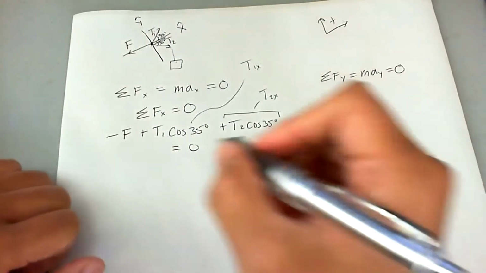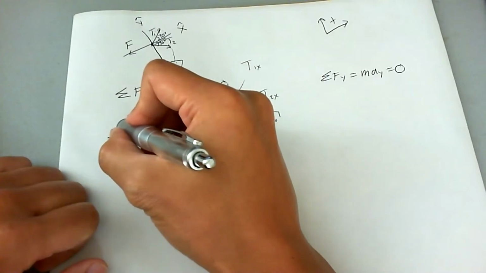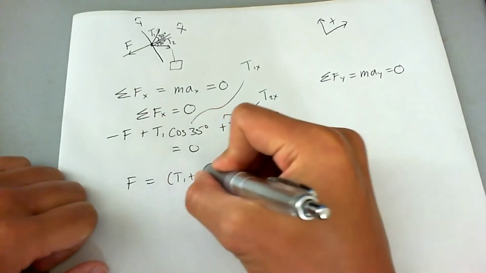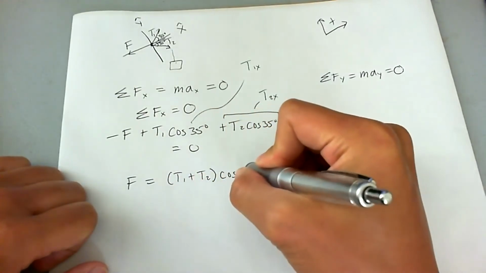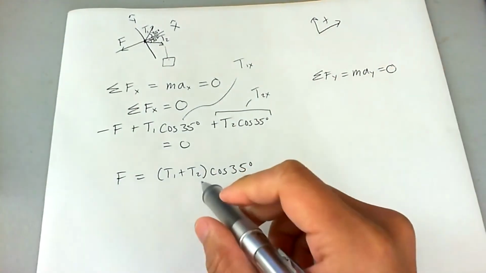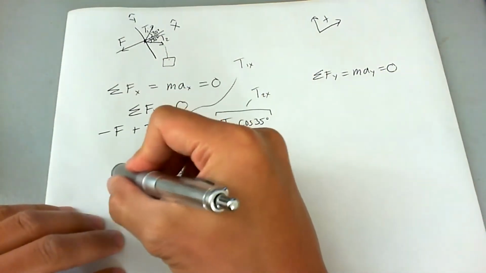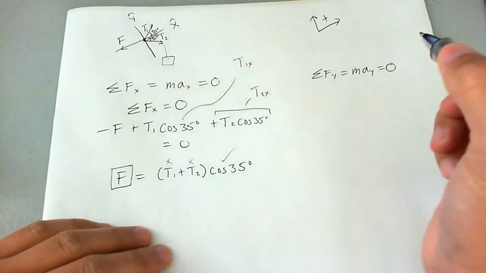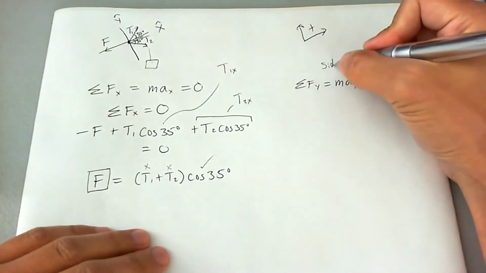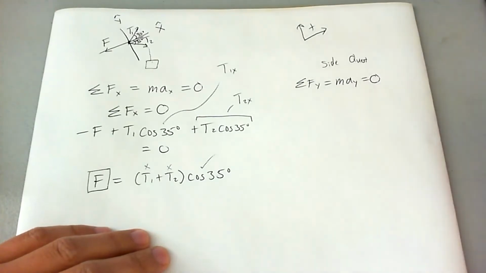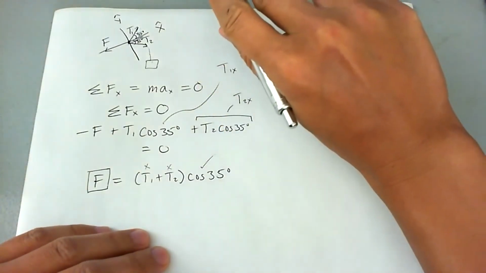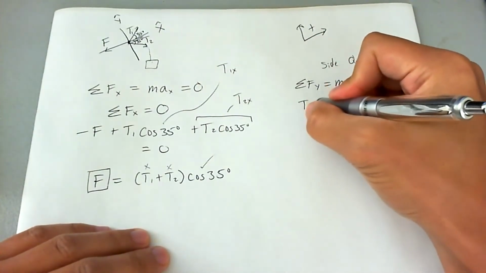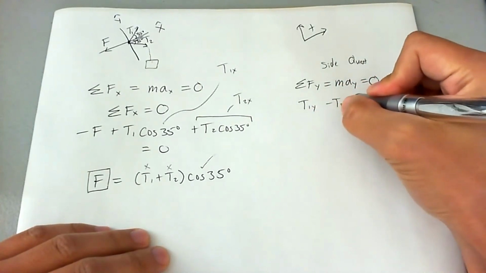Now let's go ahead and isolate F because that's really the point of the problem. F is equal to T1 plus T2 times cosine 35. All right, cool. Now we have a little side quest because we want to find F. We know what cosine 35 is. That's just a calculator problem. But we don't know what these two are. So what we're going to do is a little side quest, which happens to be looking at the y-axis of this problem. So the y-axis, up and to the left is positive, down and to the right is negative. So T1 in the y direction is positive, and T2 in the y direction is negative.